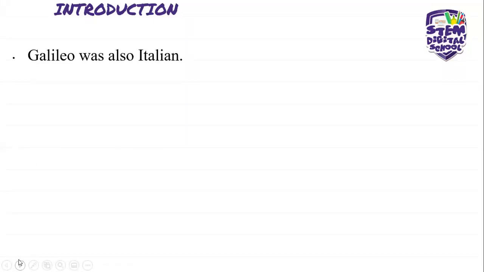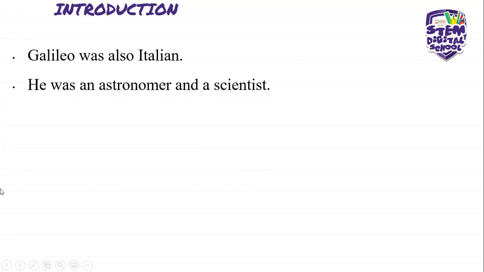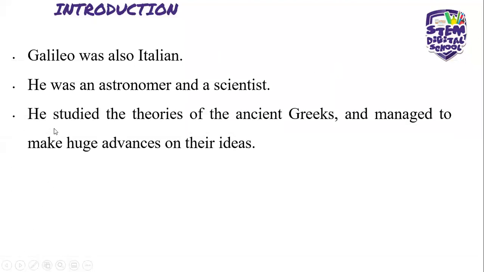Galileo was an Italian. I told you that the Renaissance started in Italy, so he was an Italian as well. He was an astronomer and a scientist. He studied the theories of the ancient Greeks and managed to make huge advances on their ideas.